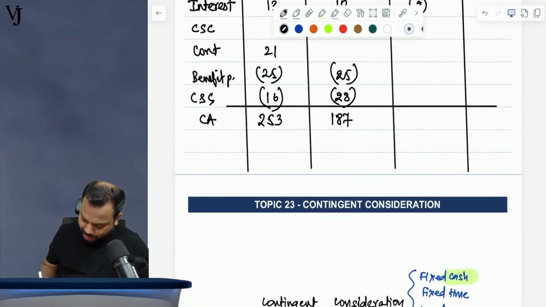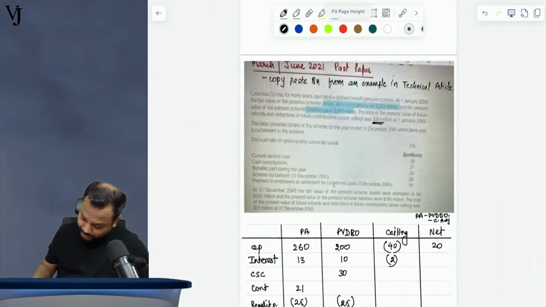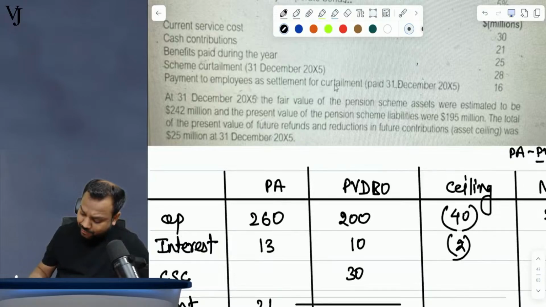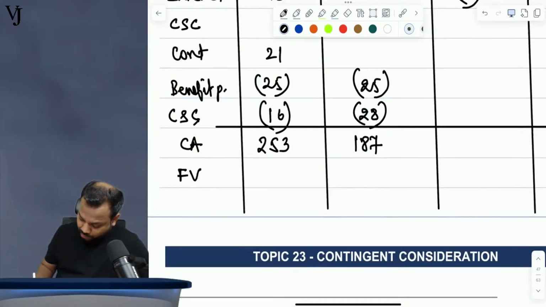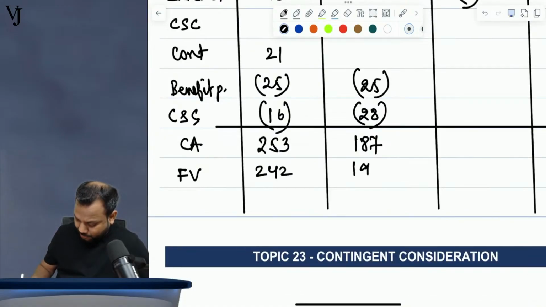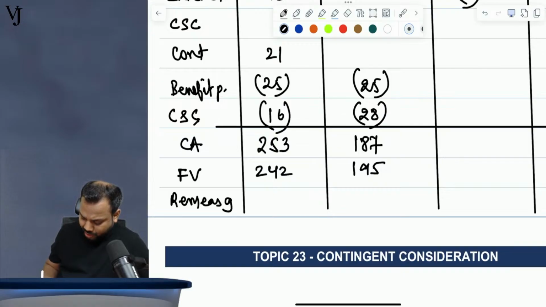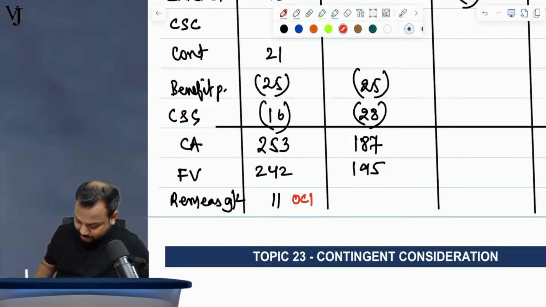What is the fair value? Just see towards the end. The fair value of the pension scheme assets was 242 and liability 195. So what is the remeasurement gain or loss? 253 minus 242 is 11. Where will this 11 go? Other comprehensive income. 187 minus 195 is 8. Where will this 8 be recognized?